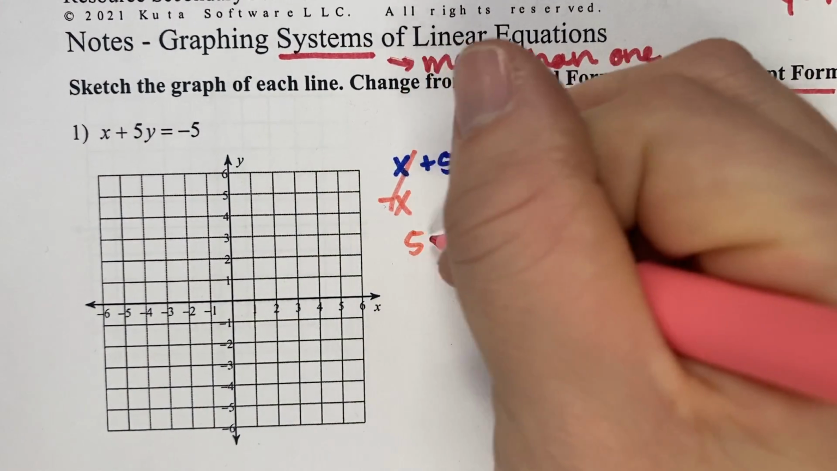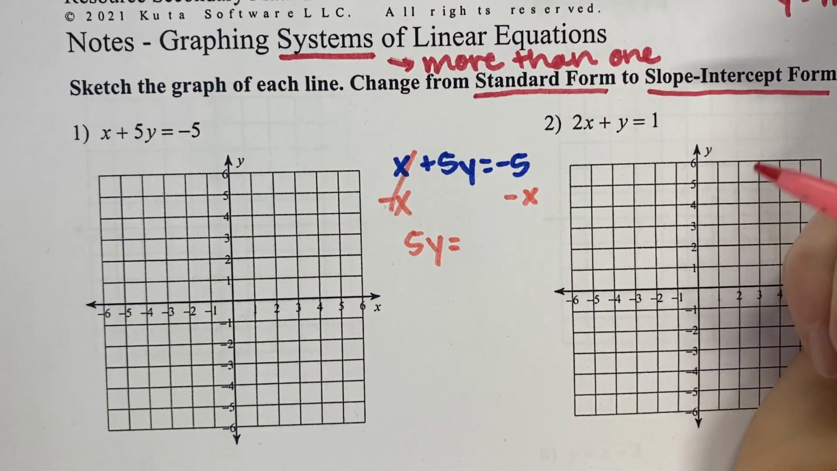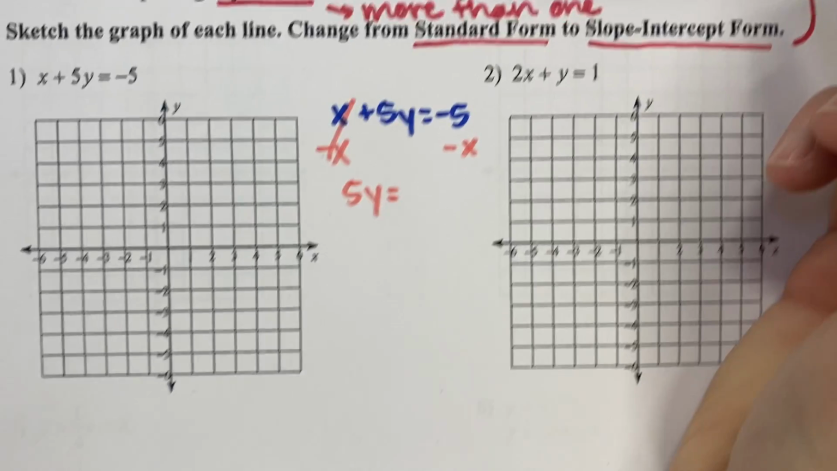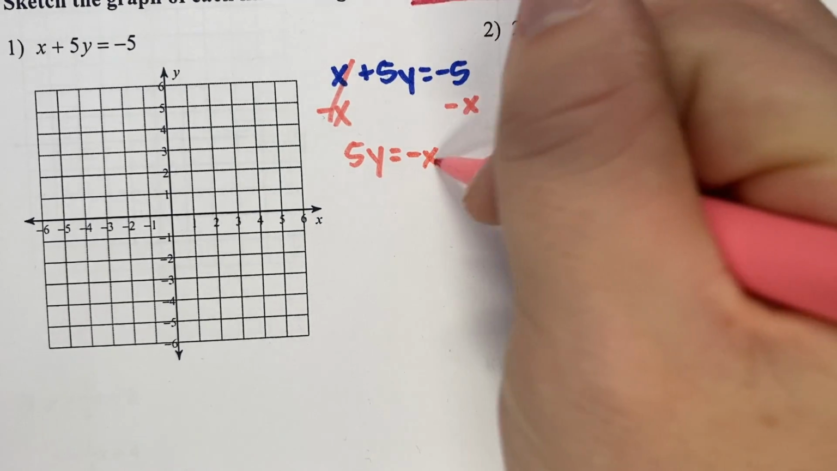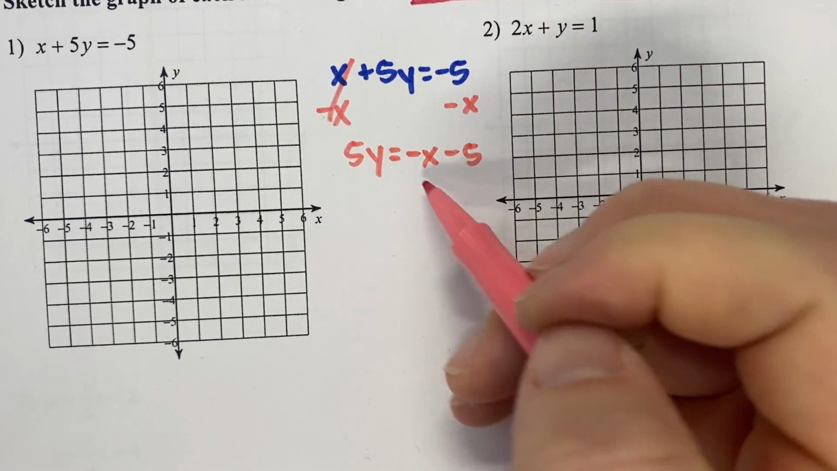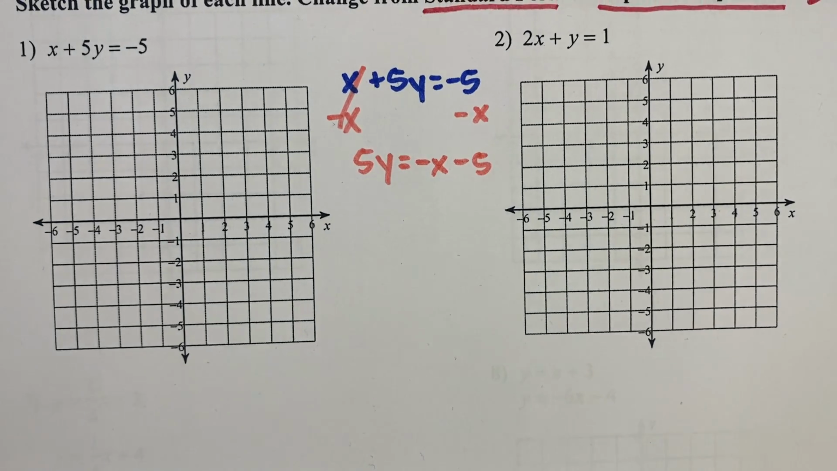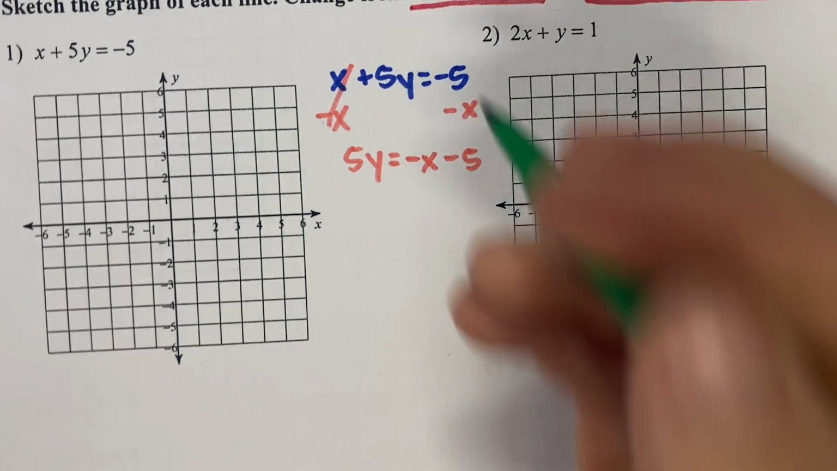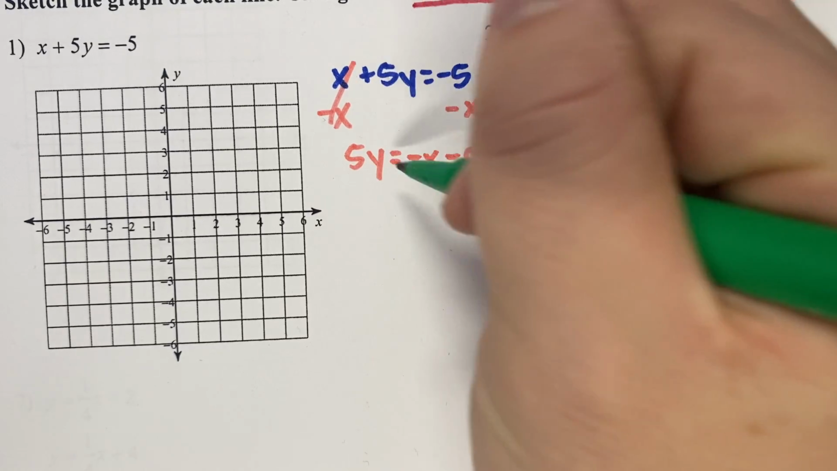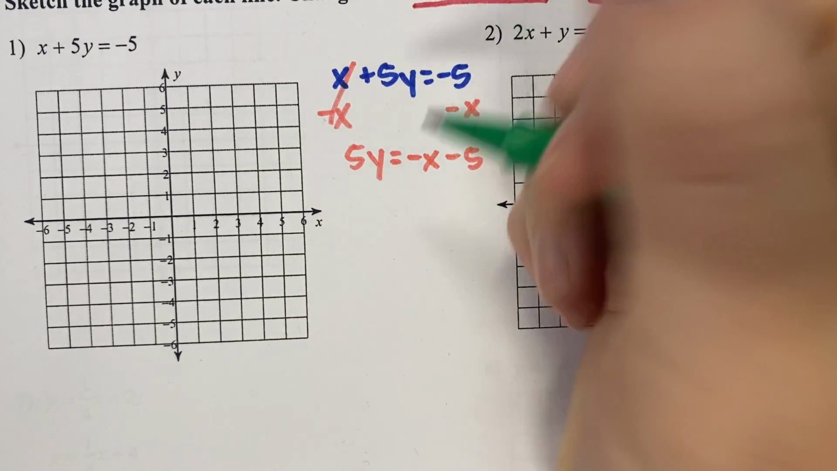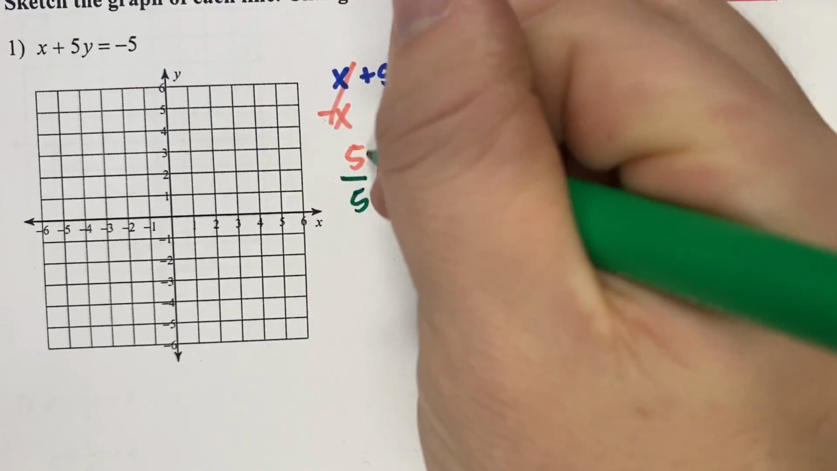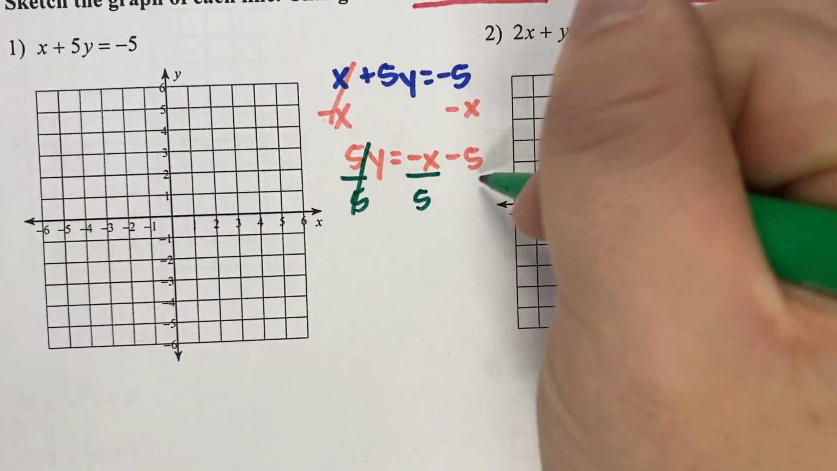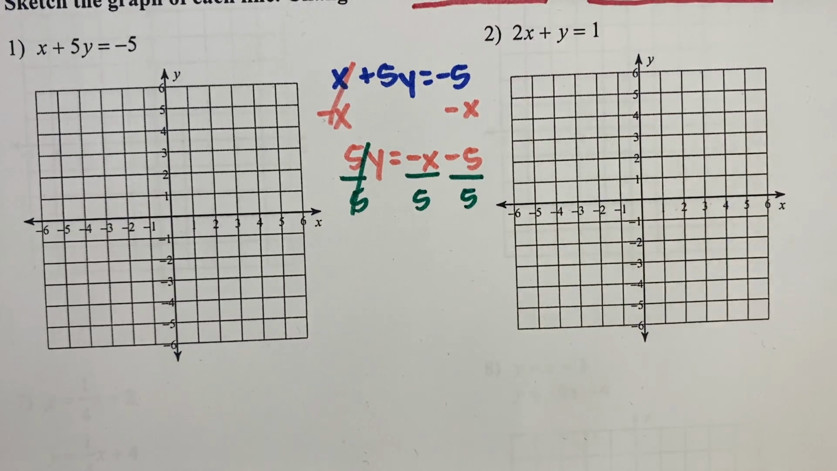So now we have 5y left over here, and I'm going to put my x first because that's the way it works in slope-intercept form: negative x minus 5. Now remember, we cannot combine those because they're not like terms. Now my last step. I have 5 times y, so I need to get rid of times by 5. The opposite of times by 5 is divide by 5. That means we have to divide everything on this side by 5.